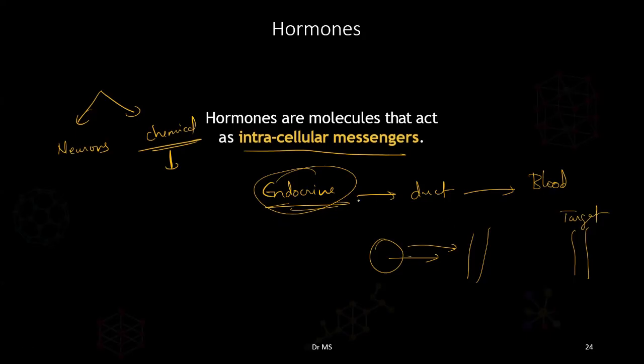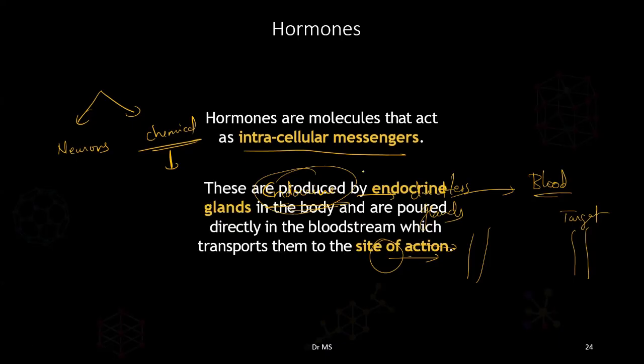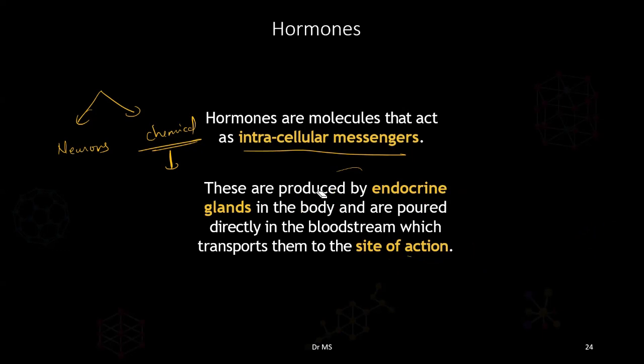Remember this. These are ductless glands, so the hormones will be released directly into the blood. These are the products produced by the endocrine glands in the body and poured directly into the bloodstream, and the blood perfuses and carries them to different places. So that is the site of action, or you can say the target place, and this hormone will act on that target place.